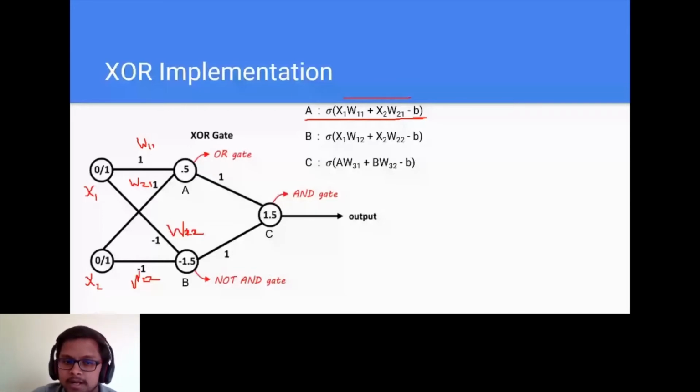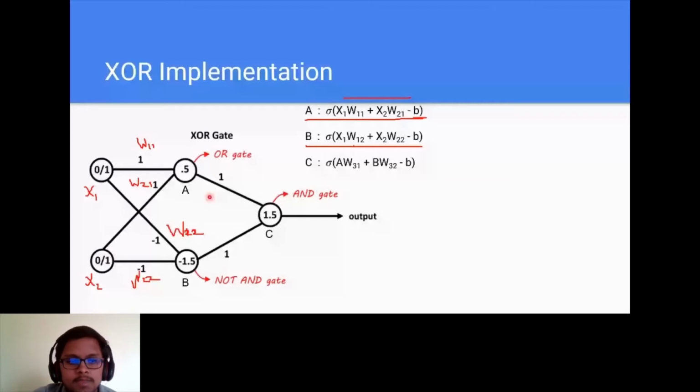Now for the not AND gate, or rather the NAND gate, what we are taking in as weights are -1 and -1. So in case both the inputs are 0, we will be passing in 0 plus 0 and minus of minus 1.5, which is plus 1.5, which would give us again a positive value over here. So in case both the inputs are 0, the resulting output would be 1, which is exactly what a NAND gate does.